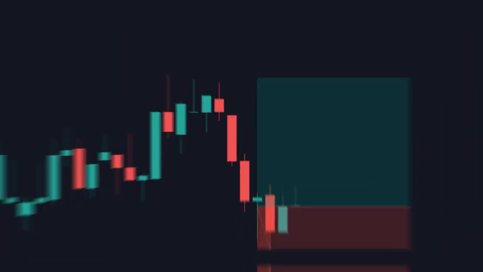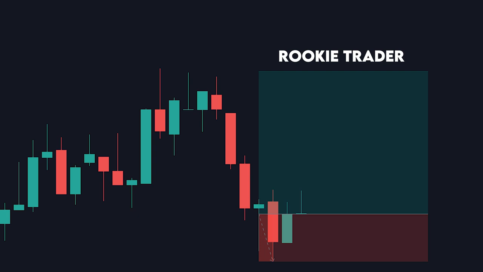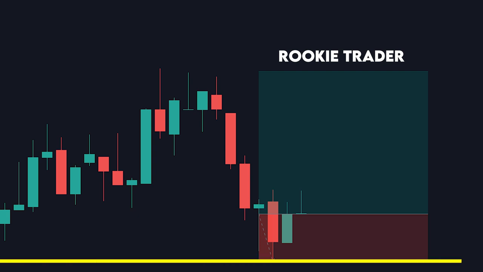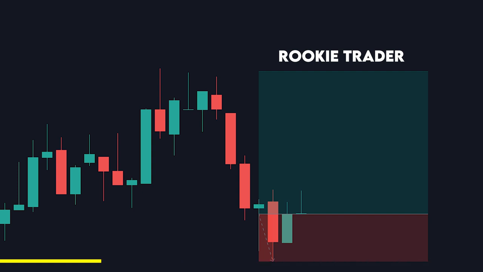Let's get straight to it. So here we have a rookie trader. They saw their indicators line up, so they entered the trade. They then set their stop loss at the recent swing low, thinking it was a good idea because if the price does go below the swing low, they want to be out of the trade anyways.